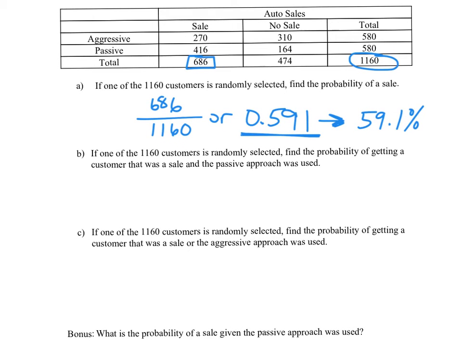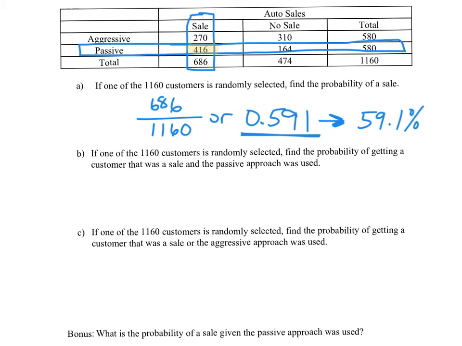All right, if one of the 1,160 customers is randomly selected, find the probability of getting a customer that was a sale and the passive approach was used. Well, this one is pretty straightforward with the table. Without the table, it would be definitely more complex. So we're looking for the customers that were both a sale, so the sale column, and the passive approach was used, so the passive approach row. And you can see clearly now that the 416, whoops, that is not the highlighter. Let's try that again.